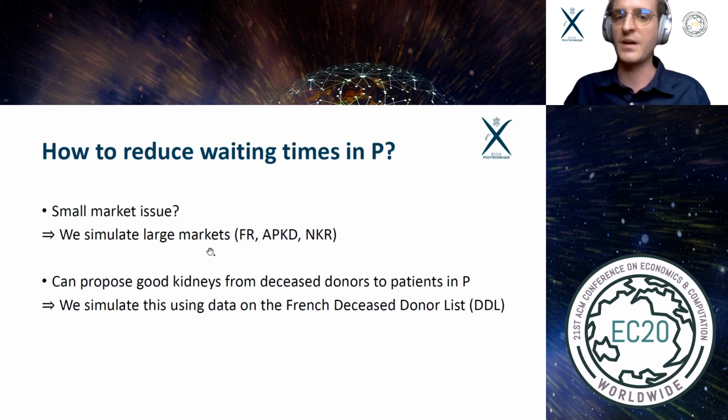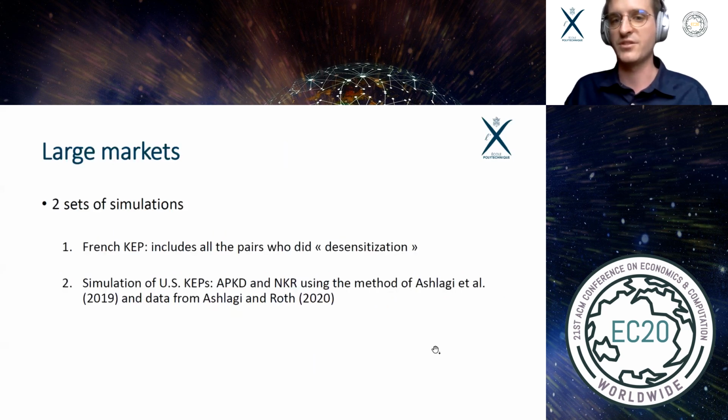So we simulate large markets in France and also use data from the US, simulated pools from the US, APKD and NKR. We also propose a modification of the algorithm where we use offers from deceased donors to reduce the waiting times of these patients in P. We simulate this using all data on the French deceased donor list that we have available. Okay. And so basically the intuition is that this strongly weakens the issue of waiting time of patients in P.